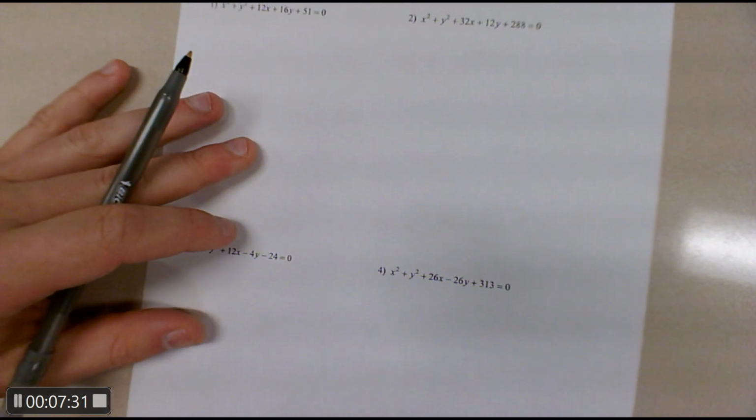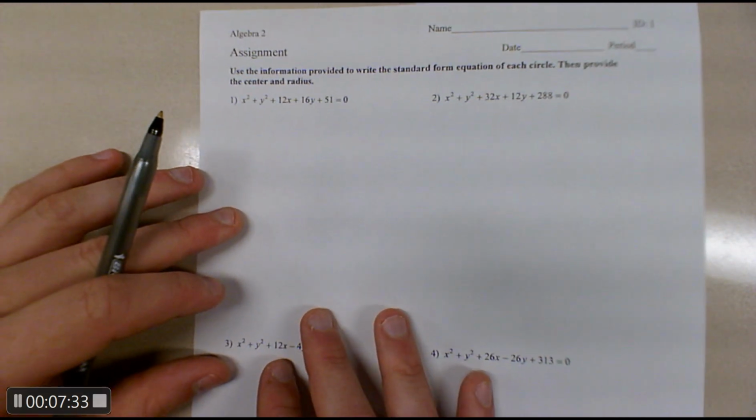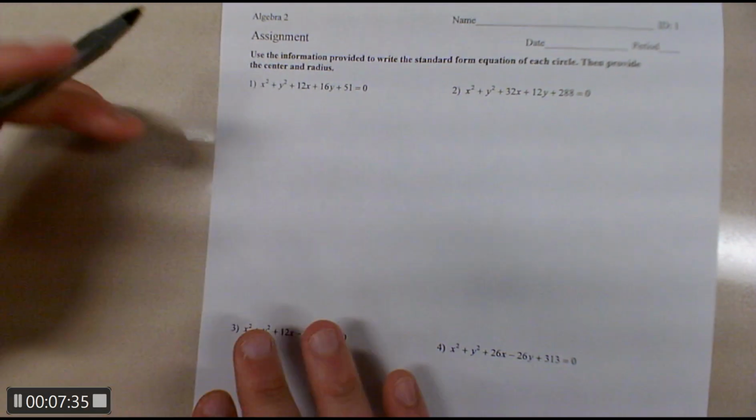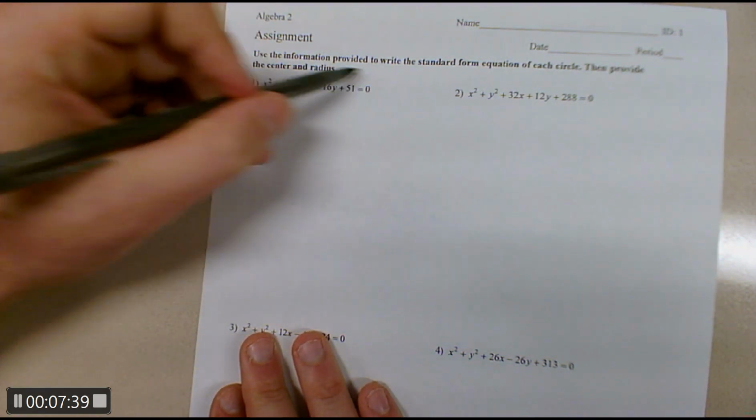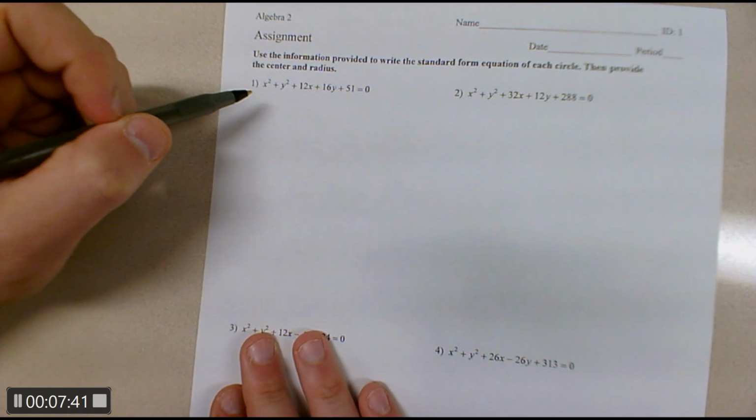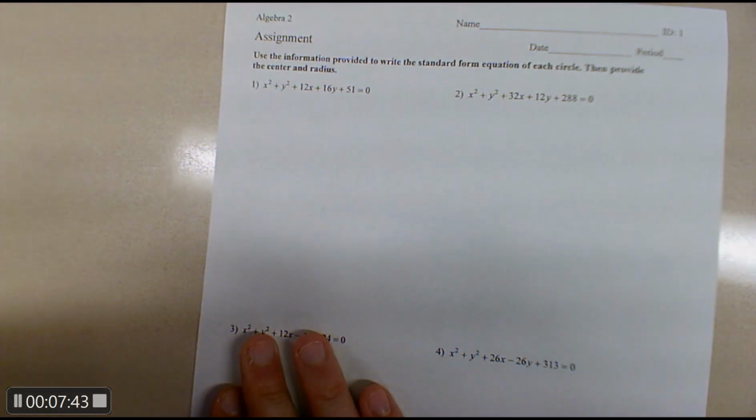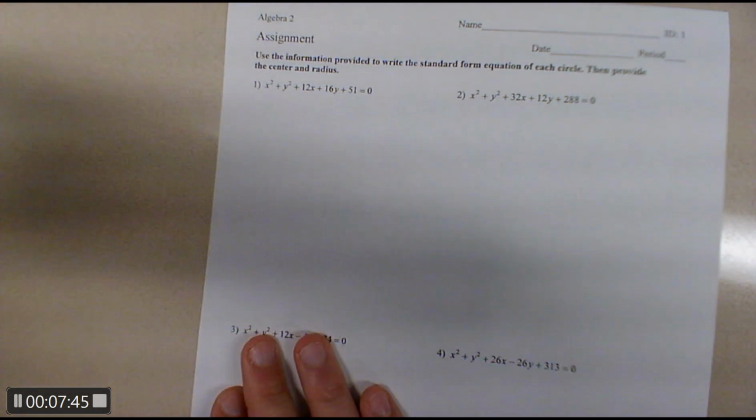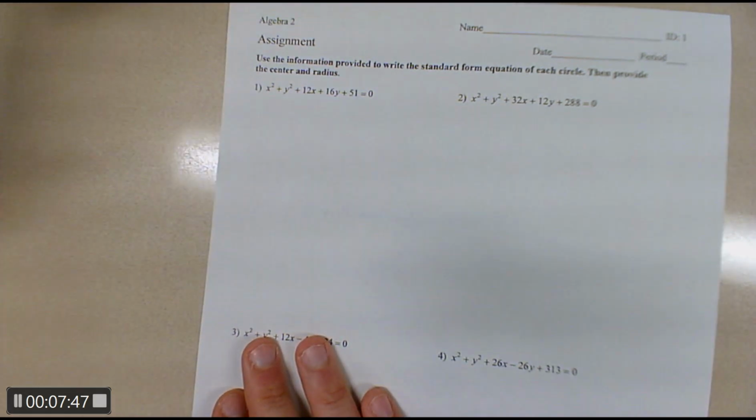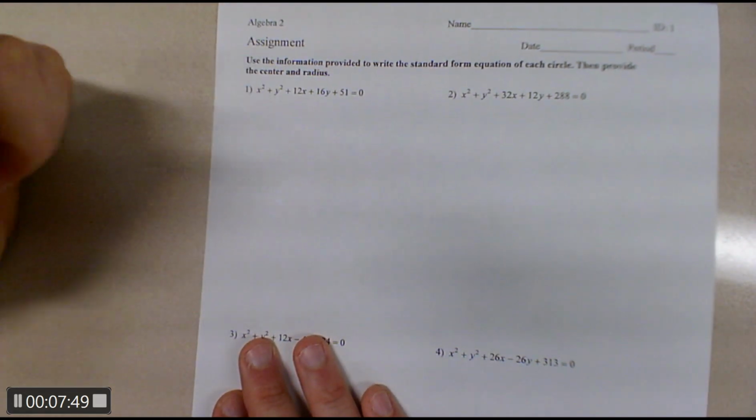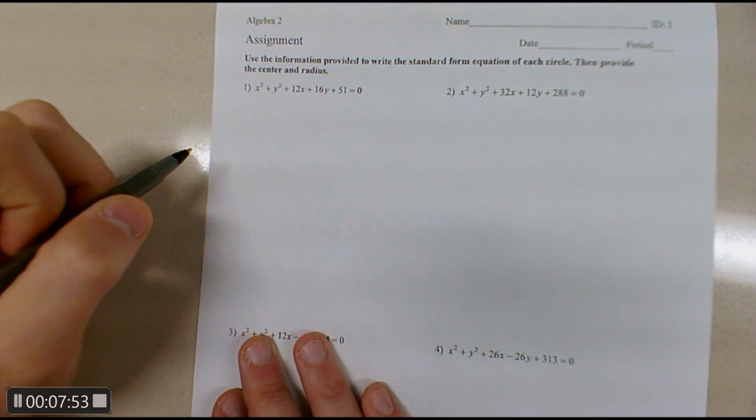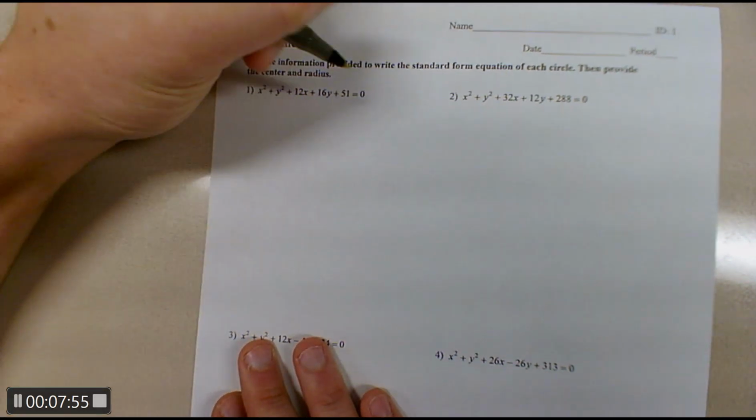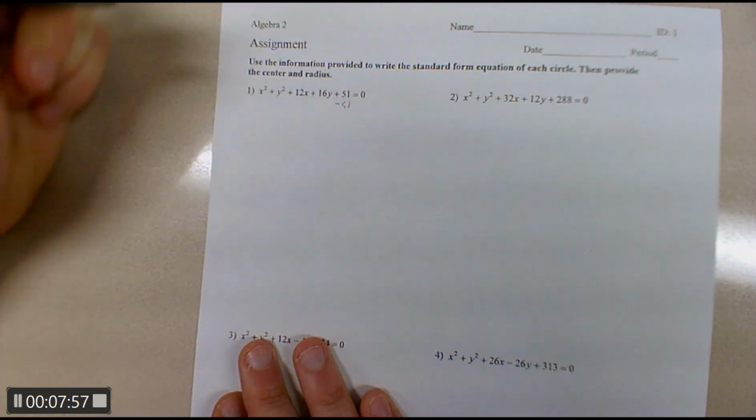So, we're given a problem. If you notice, we have general form. This is our general form right here. We're going to try to convert it into standard form. Okay? So that means we're going to have to get it where it's like x minus h squared plus y minus k squared, etc. So the first step is group and move the constants. So I'm going to get the x's next to each other. I'm going to get the y's next to each other. I'm going to move the constants to the other side. Okay? So minus 51 from both sides.